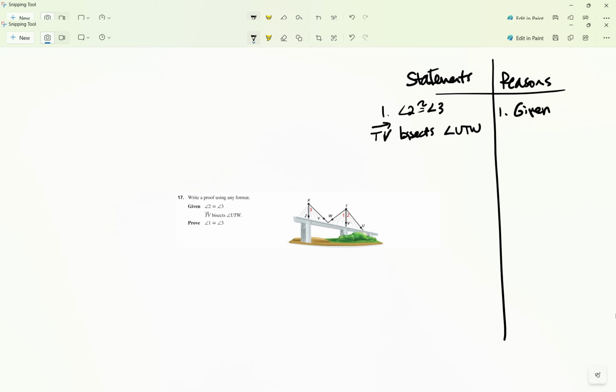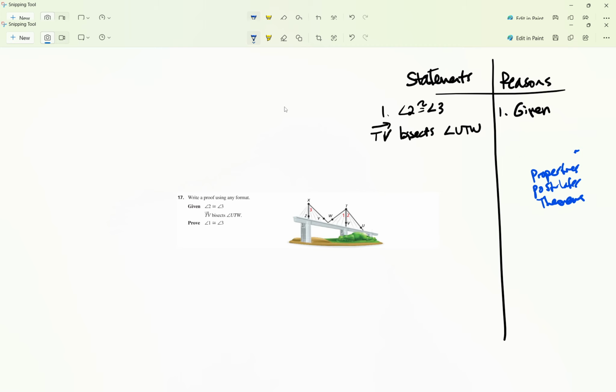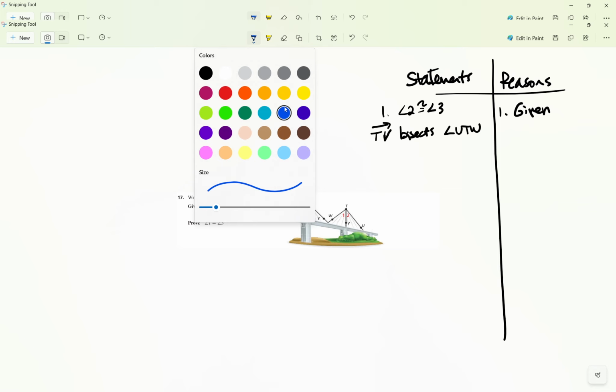Now remember what's going to go here on the right-hand side. We're going to have definitions, properties, postulates, and theorems. All right. If it's not those things, we can't write it on this side. All right. Let's go ahead and erase that stuff so we have room. Just a reminder of the only things that can go on the right side. It's very to the point, it's succinct.